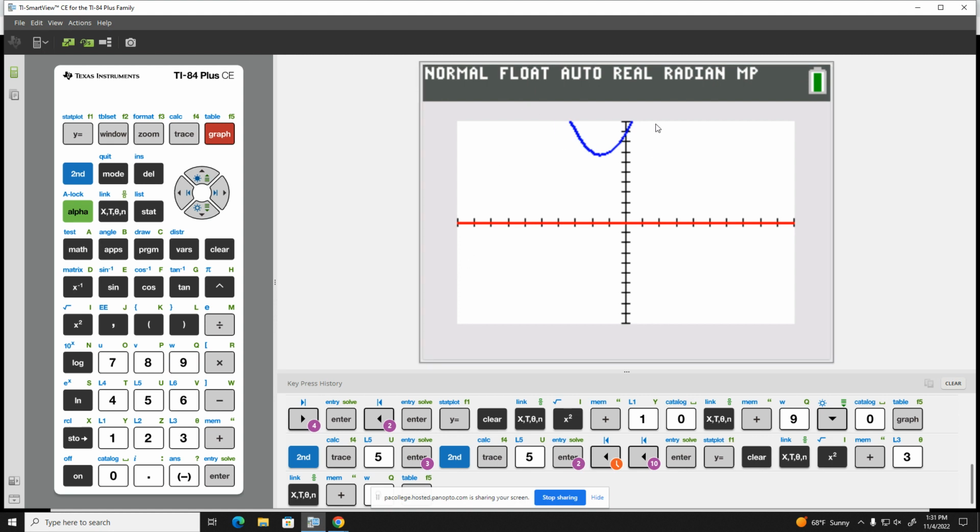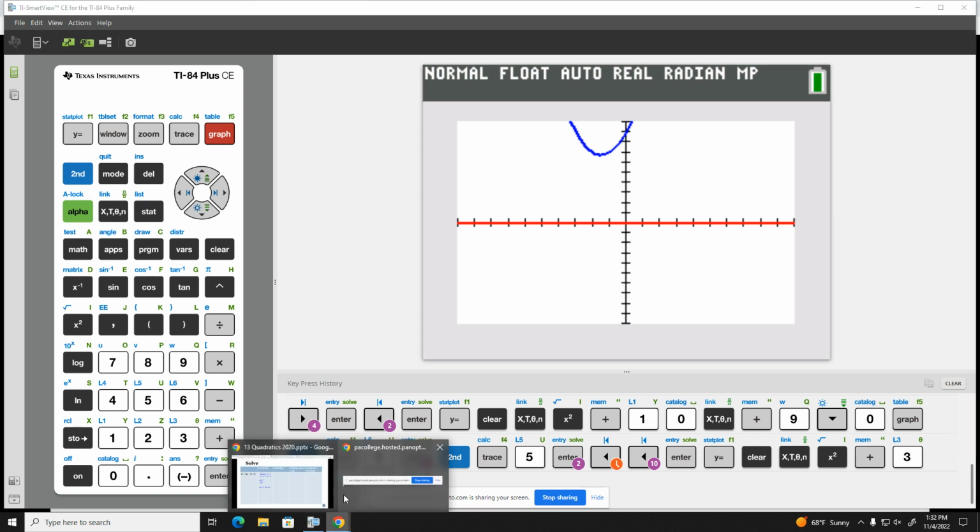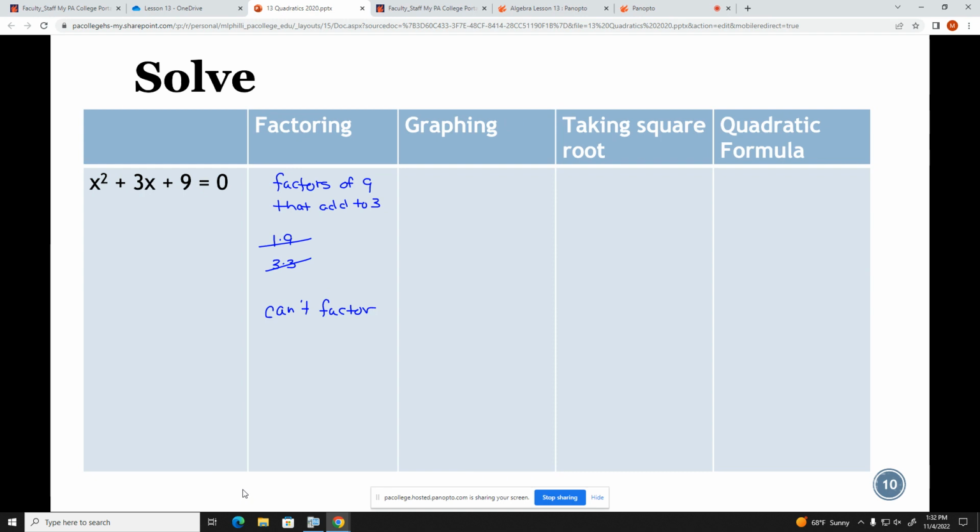My parabola is concave up. That means it is increasing. But it does not intersect with the x-axis at all. So the graph does not show me a solution. So, making note of what I saw.